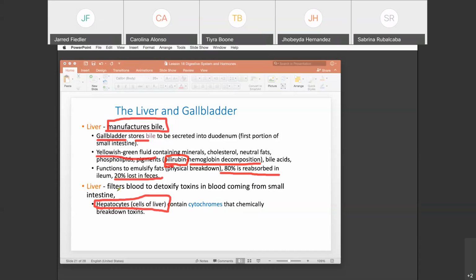Now, the liver is going to filter. That's the primary function of the liver. I'm not going to go too much into the liver. There's only a few slides, really. Its primary function is to filter blood and detoxify toxins in blood coming from the small intestine.